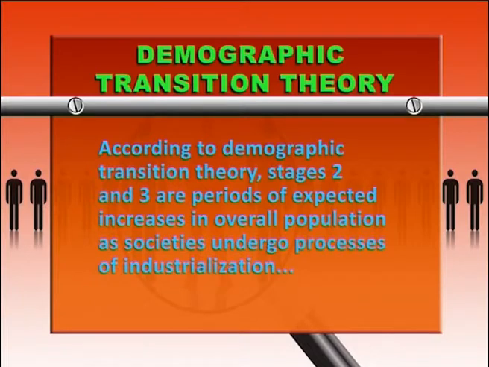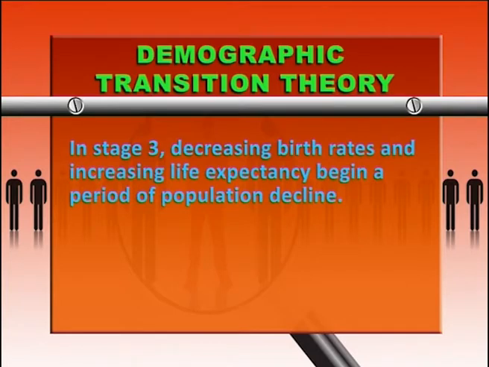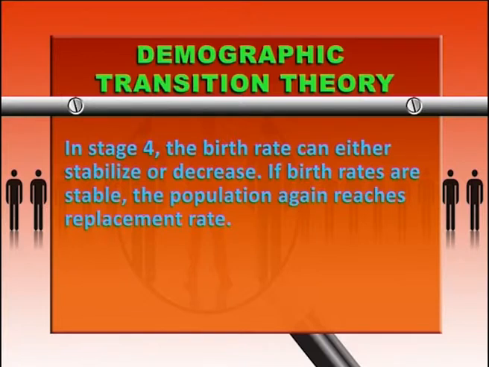According to demographic transition theory, stages 2 and 3 are periods of expected increase in overall population as societies undergo processes of industrialization and the accompanying changes in food supply, sanitation, medicine and working conditions. In stage 3, decreasing birth rates and increasing life expectancy begin a period of population decline. In stage 4, the birth rate can either stabilize or decrease. If birth rates are stable, the population again reaches the replacement rate.